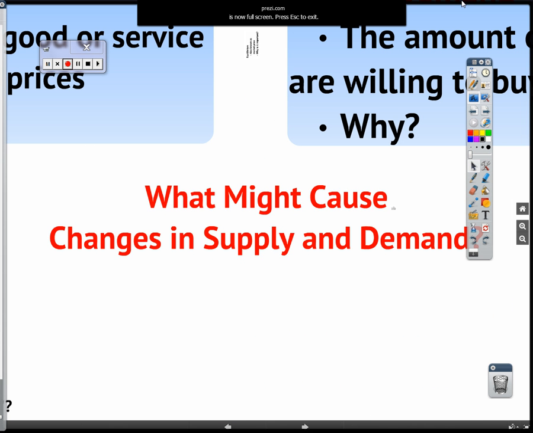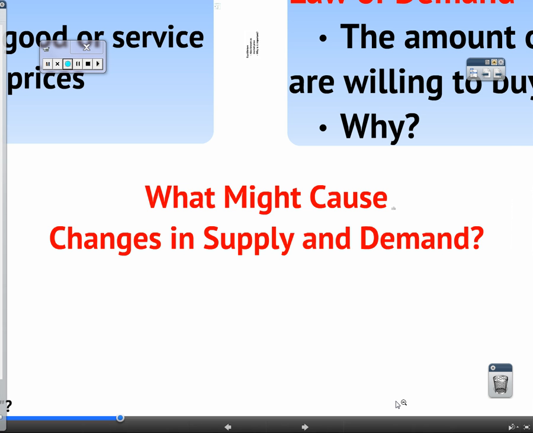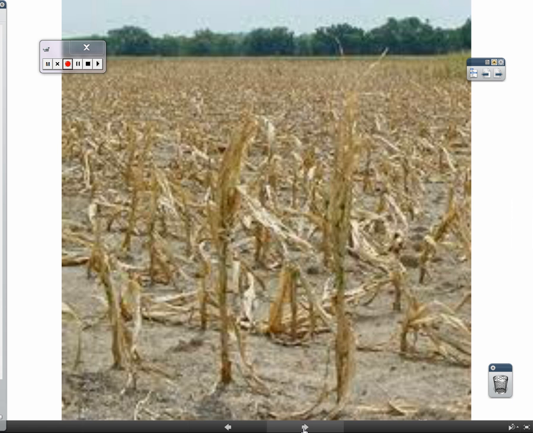What might cause changes in supply and demand? Because will we have changes? Yes, supply and demand is not constant. There are changes. Look at this sad little picture. The corn not prospering, dying on the ground. Will this change supply? Will this affect demand? Why do you think?